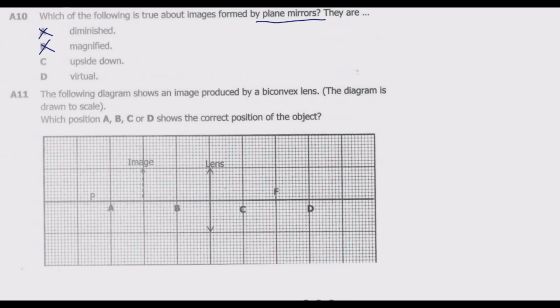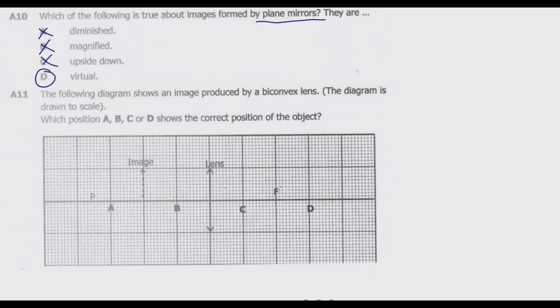C, upside down. So basically this is not true. The image formed is basically upright, not upside down. Then the virtual. So basically they are virtual images formed by plane mirrors. So D is basically correct.